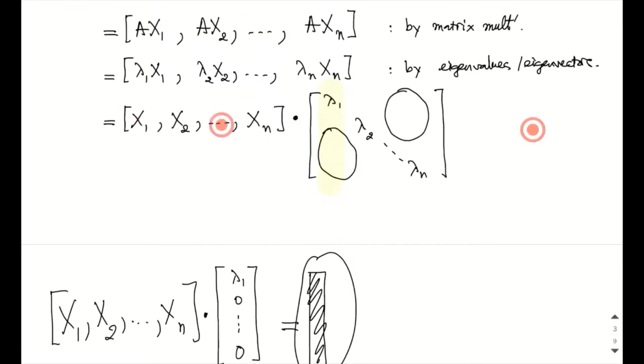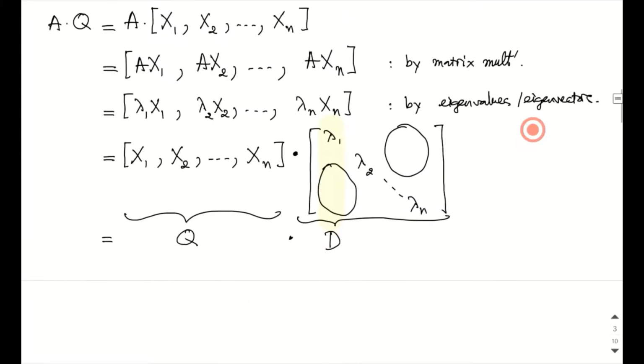Similarly, if you multiply this matrix with the second column, you are going to get 0 times x1, lambda 2 times x2, 0 times x3, and then 0 times xn. That's why you only get lambda 2 x2 here. And similarly, you are going to get lambda n xn for the last column. And this is going to be just Q. And we denote the new one up here as D, the diagonal matrix. So we have successfully written A times Q as Q times D.